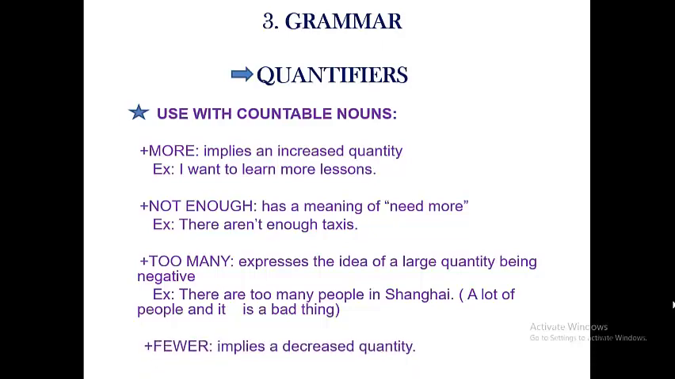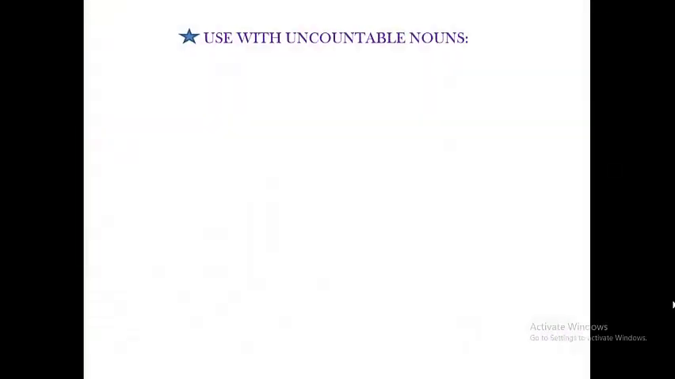And yeah, this is of course a bad thing. Okay, the final one is fewer. Fewer implies a decreased quantity. For example, you can say there are fewer phone booths than there used to be. Okay, that's all for the quantifiers that are used with countable nouns.